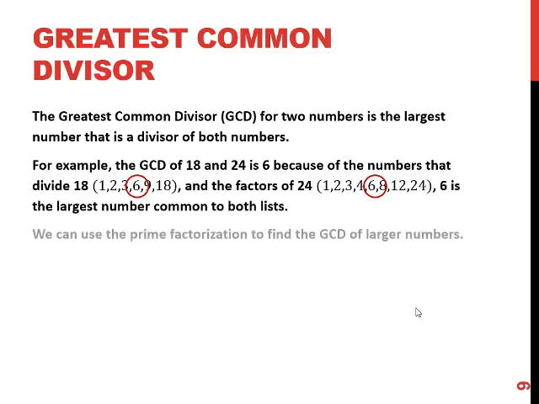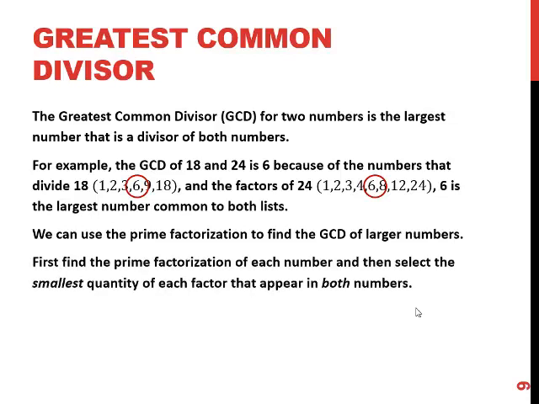Now we can use prime factorization to find the greatest common divisor of larger numbers. What we'll do is find the prime factorization of each number, and we'll look at the different factors and pick the smallest quantity of each factor that appears in both factorizations, in both numbers.